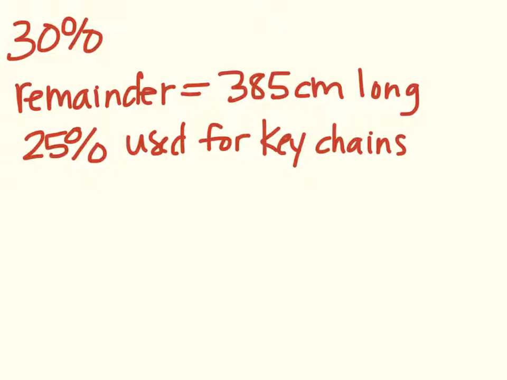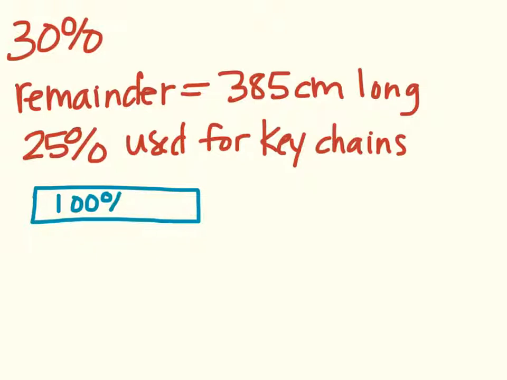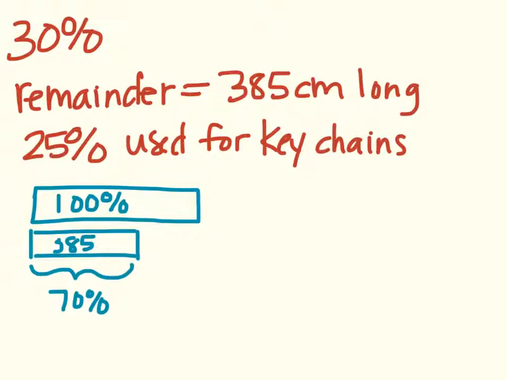Okay, let's draw a picture to help us visualize how this works. So if this represents the 100% that William began with, he's going to use 30% to make necklaces, so this part is gone. And this is our remainder, which represents 385 centimeters, or 70%. What we have here is the 30% that's already used. Make sense? Okay, so now let's solve.